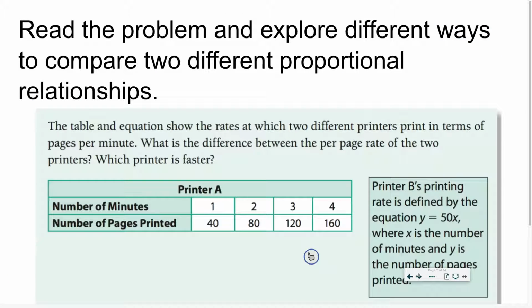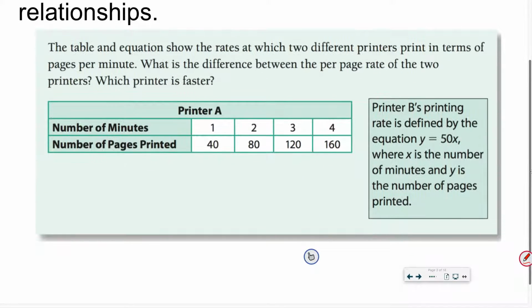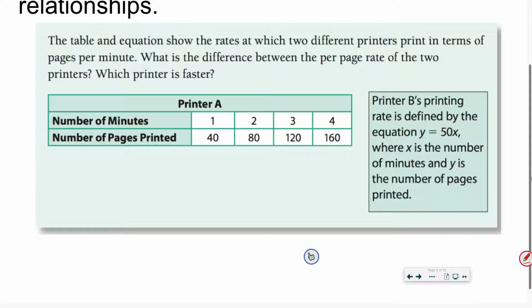Because we have 4. Here's the problem that we're going to work with today. And I will tell you, they love comparing functions and proportional relationships. Here is our situation. The table and the equation show the rates at which two different printers print in terms of pages per minute. We're going to find the difference between the per page rate, and we're going to figure out which printer prints faster.